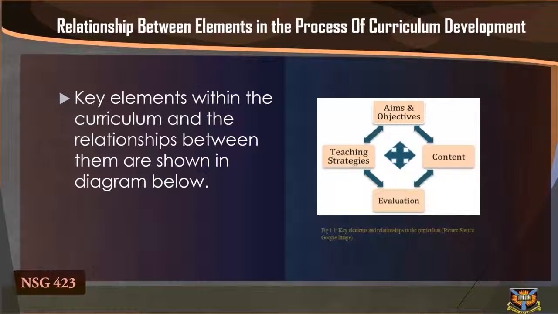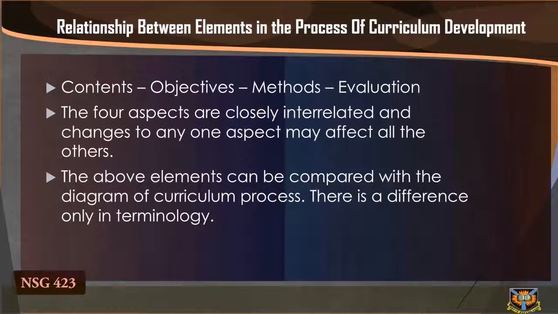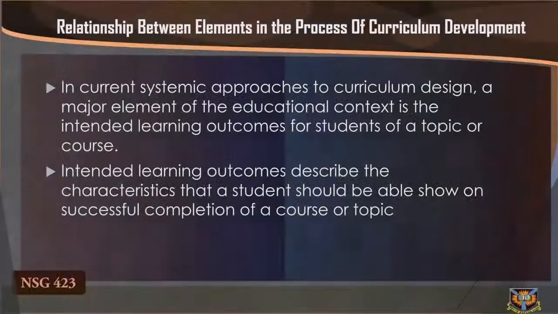Relationship between elements in the process of curriculum development. Key elements within the curriculum and the relationship between them are shown in the diagram below. Content, objective, method, evaluation. The 4 aspects are closely interrelated, and changes to any one aspect may affect all the others. The above elements can be compared with the diagram of curriculum process. There is a difference only in terminology. Content is used instead of materials, and assessment and feedback have been put together as evaluation.